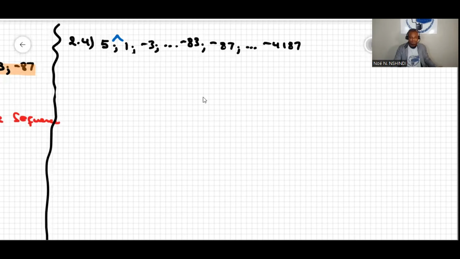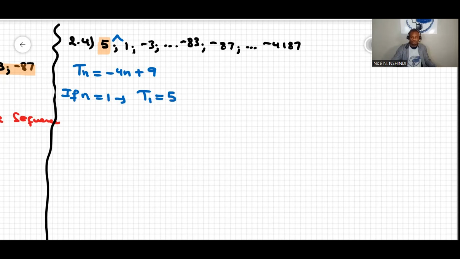Now, first, I'm going to write what we found in the previous video. We did find that Tn was formed by -4n plus 9. Now we can notice that the first term here is a multiple of 5 already. If n is equal to 1, T1 will be 5.